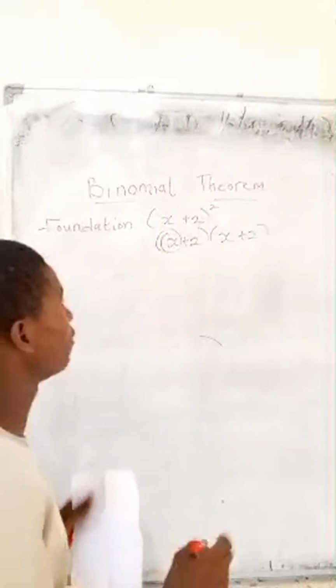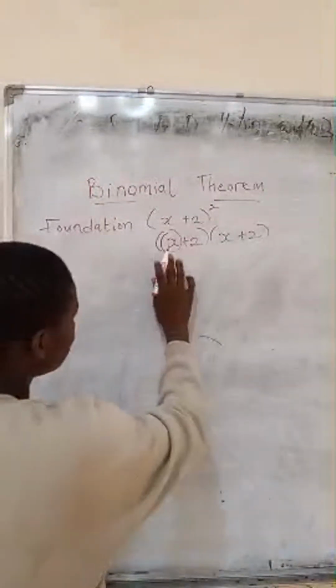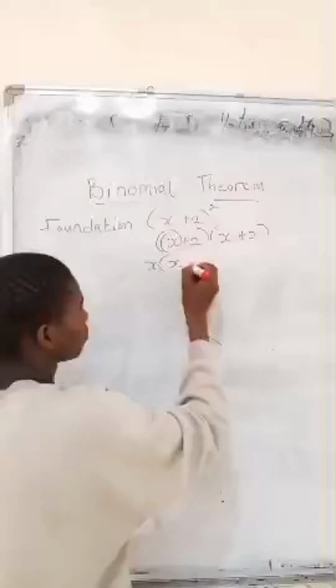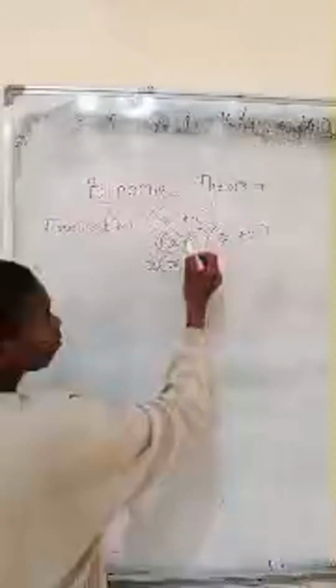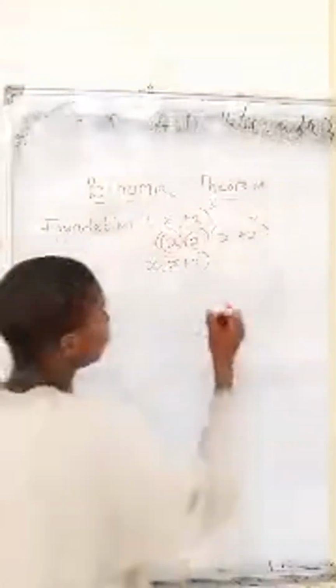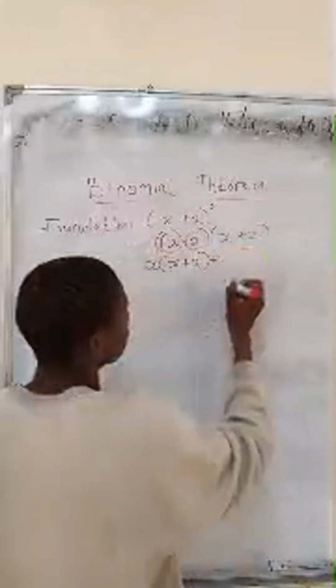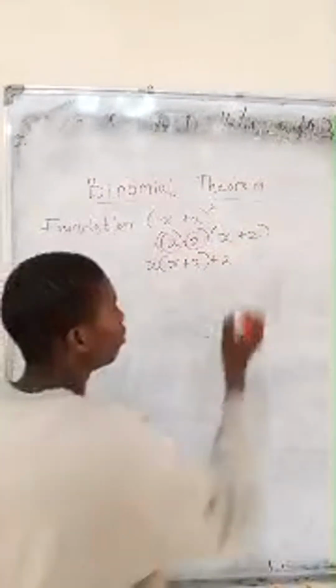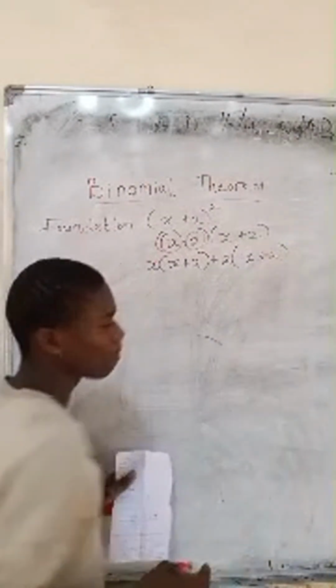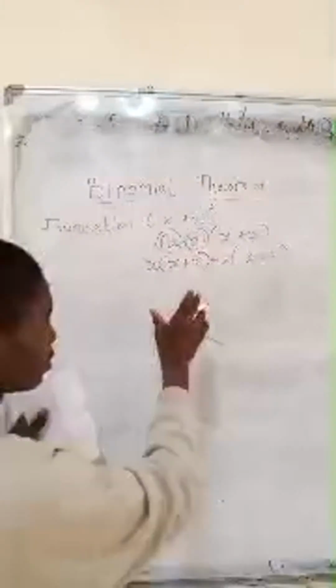At this point, we say x times the bracket, we have x + 2. Then I'm going to use the second value, which is 2, to multiply everything we have here. So I'm going to have plus 2 times (x + 2). Hope you've understood up to this length.